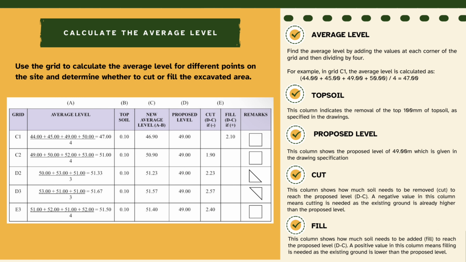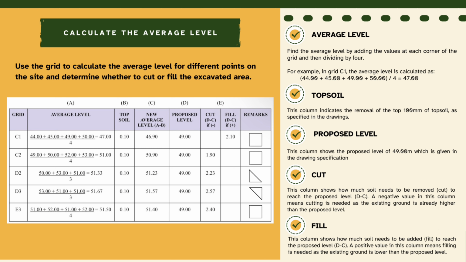Next, to calculate the average level. So, to calculate the average level, we will be referring to the grid that was provided in the drawing to find the average level at different points. This will help us to determine whether it needs to be cut or fill the excavated area.